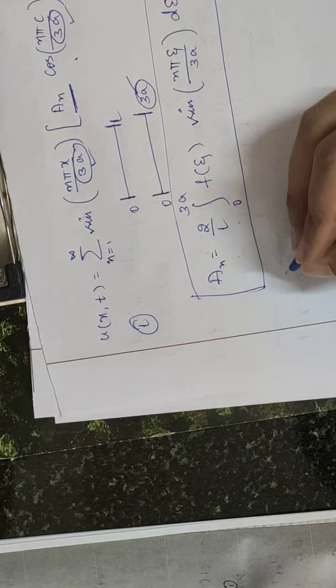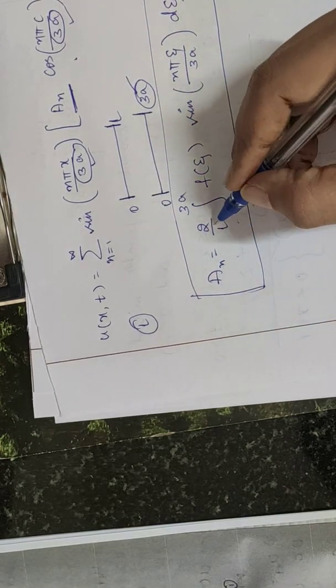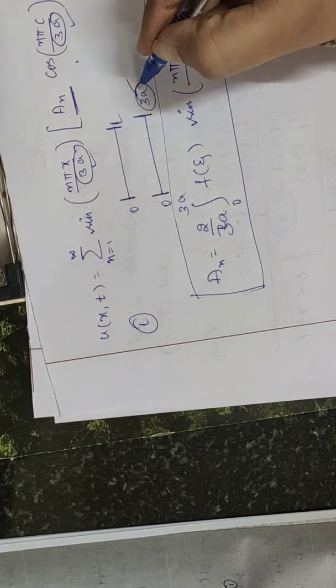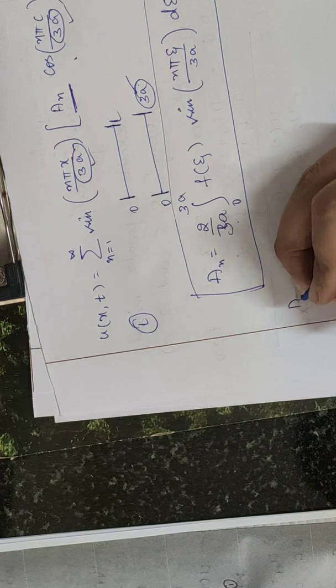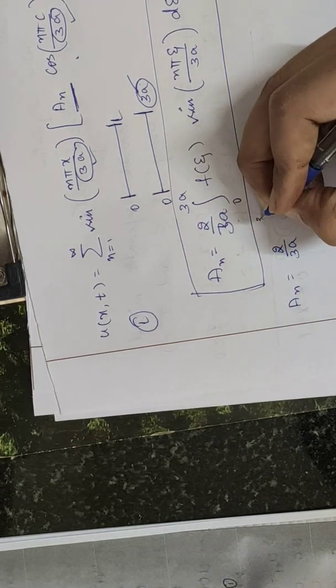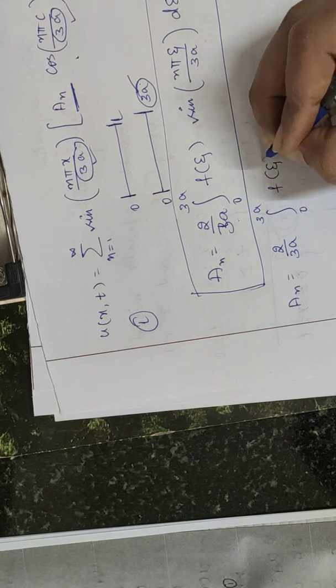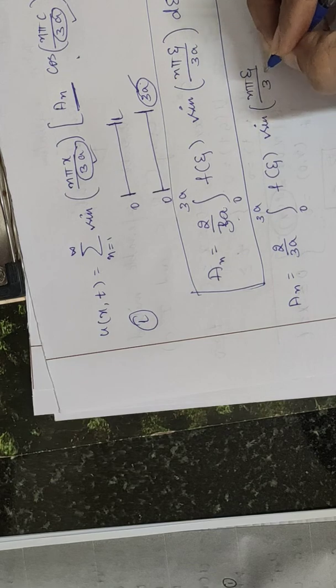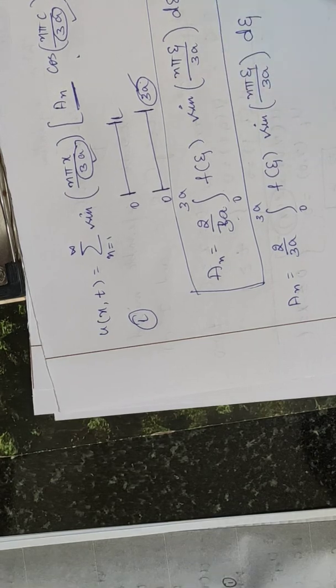So now, in the place of L we should write 3a, because the condition is from 0 to 3a. So an is equal to 2 by 3a integral 0 to 3a f of xi sin n pi xi by 3a d xi.